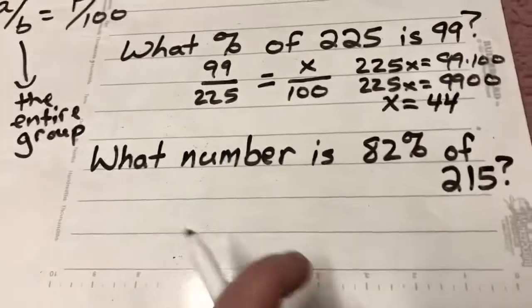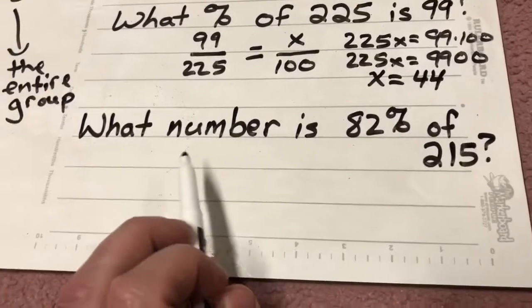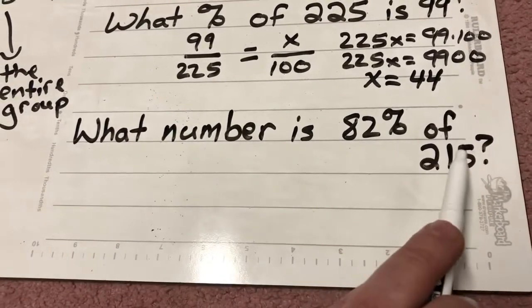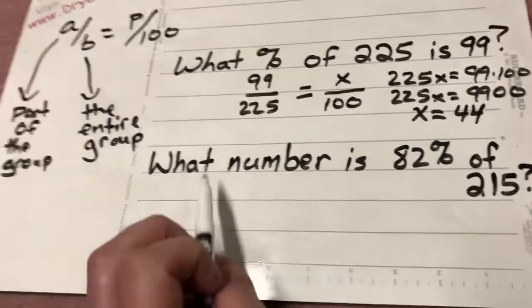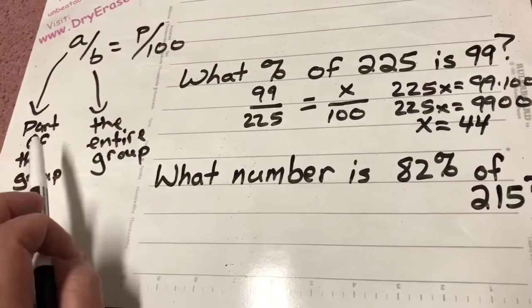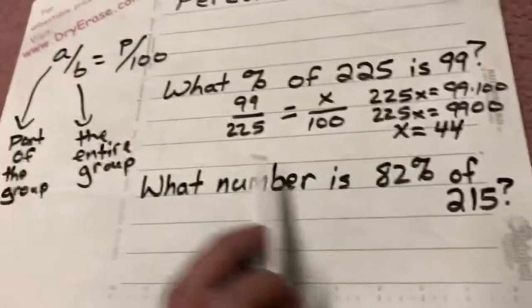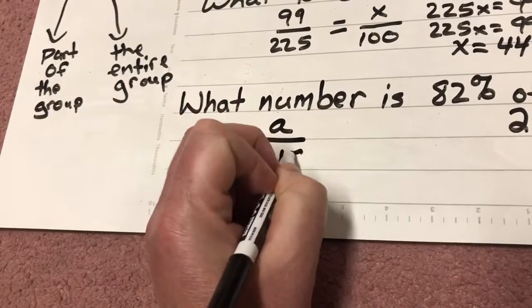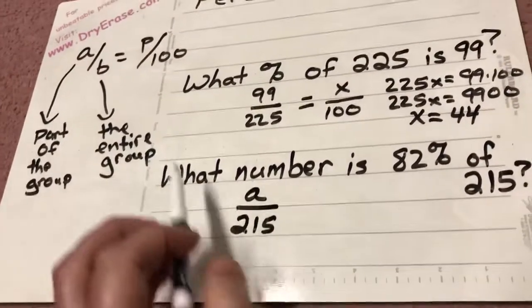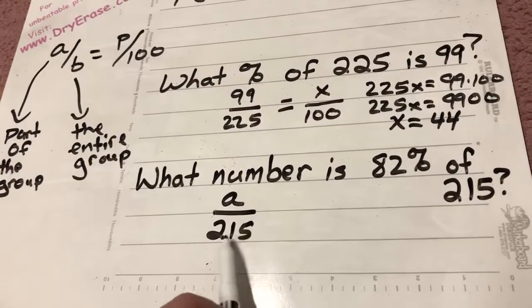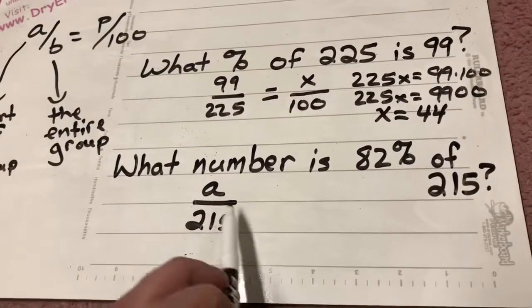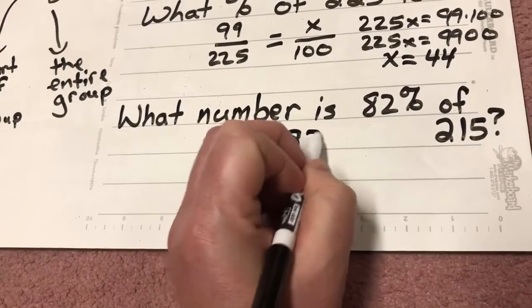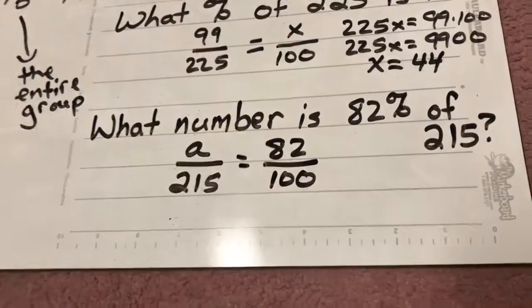Let's look at our second type of question that you're going to get today. What number is 82% of 215? What I don't know is the part of the group. The entire group is 215, so I'm left with A over 215. I don't know the part of the group; that's what I'm trying to figure out. But I do know the entire group B, that's 215, and it's 82%. So A over 215 equals 82 over 100.